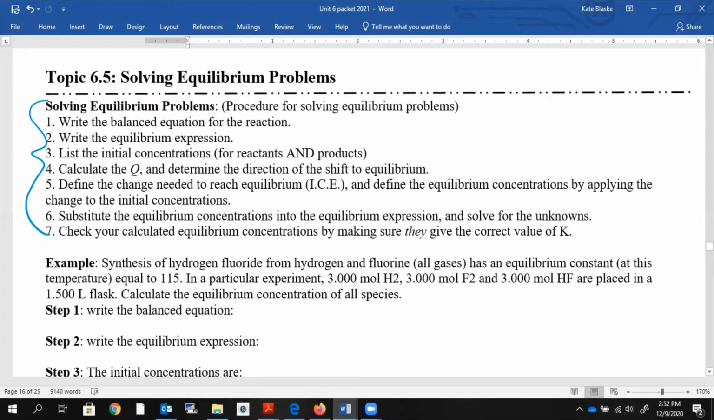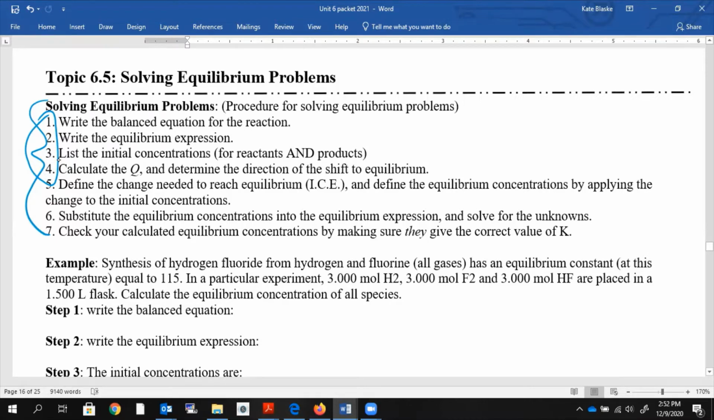So no matter what, anytime we do one of these problems, these first 4 steps need to happen. So we need to make sure we have a balanced equation. We need to make sure that we know what the equilibrium expression is, writing that products over reactants. We need to identify initial concentrations for reactants and products if applicable. And if we have concentrations of both reactants and products to begin with, we're going to need to calculate our Q value to decide, are we going to shift to the left or are we going to shift to the right? Once we have that information, we can use this ICE chart.